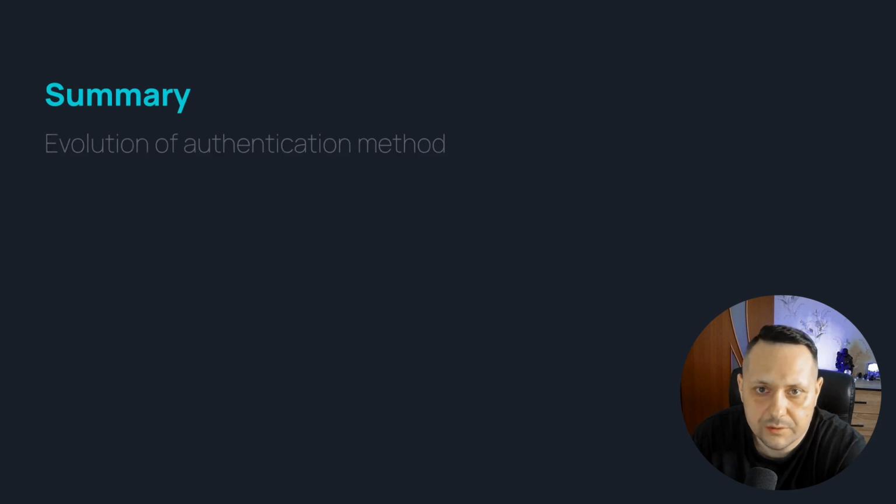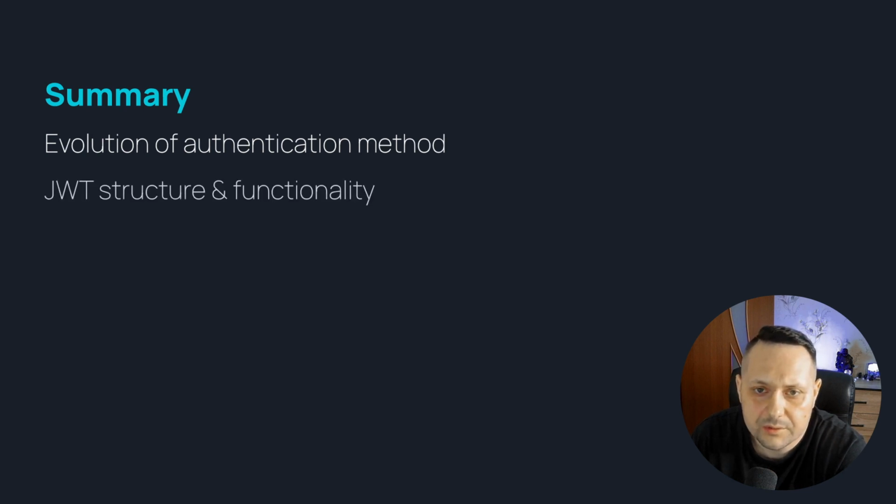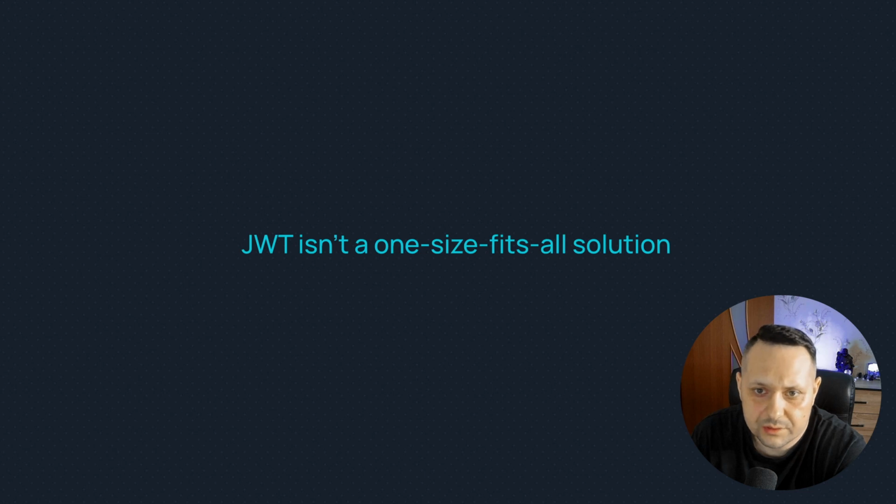Let's summarize. We've explored the evolution of authentication methods from the simplest to the modern JWT, discussed security issues and their solutions. We've examined JWT's structure and functionality, understanding how their compact and self-sufficient nature offers significant advantages in terms of speed, scalability, and security. We also looked at the challenges with token revocation and discussed solutions. Ultimately, JWT, like any technology, isn't a one-size-fits-all solution. It offers tremendous benefits, but also requires careful implementation and management. Understanding the pros and cons is the key to effectively leveraging its capabilities while minimizing potential risks.